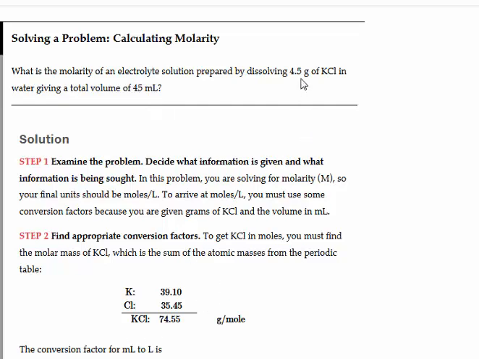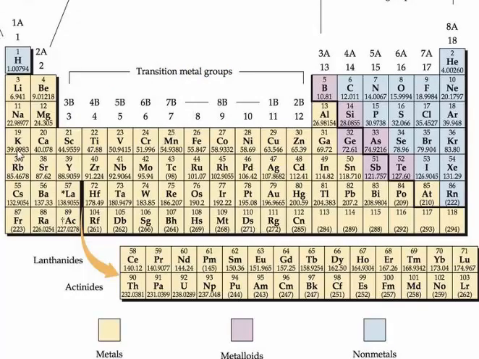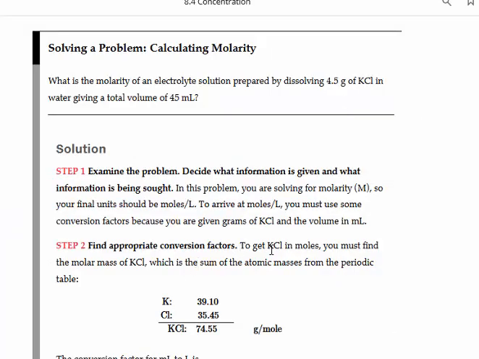So to calculate our molar mass, we look at the periodic table. For the sake of convenience, we'll round our molar masses to the 100th place. So the molar mass of potassium is 39.10 grams per mole, and the molar mass of chlorine is 35.45 grams per mole. Since there's one potassium and one chlorine in the formula, we merely sum 39.10 grams per mole plus 35.45 grams per mole to get a molar mass of potassium chloride equal to 74.55 grams per mole.